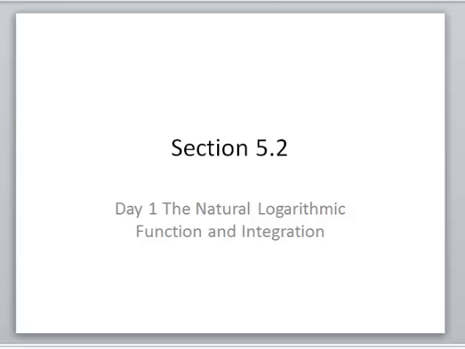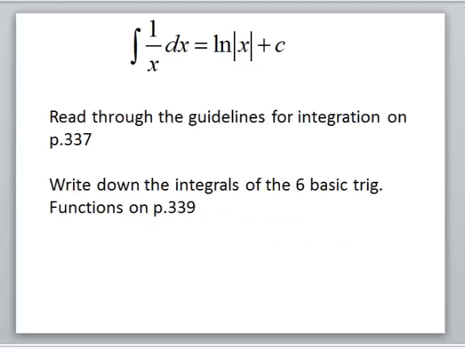Okay, today we're going to be talking about more of the natural log, but we'll be doing integration with it. So I want you to look at the main concept here, and that is that if you integrate 1 over x dx, you get ln absolute value of x, and the reason for the absolute value is because natural log is always positive, plus c.